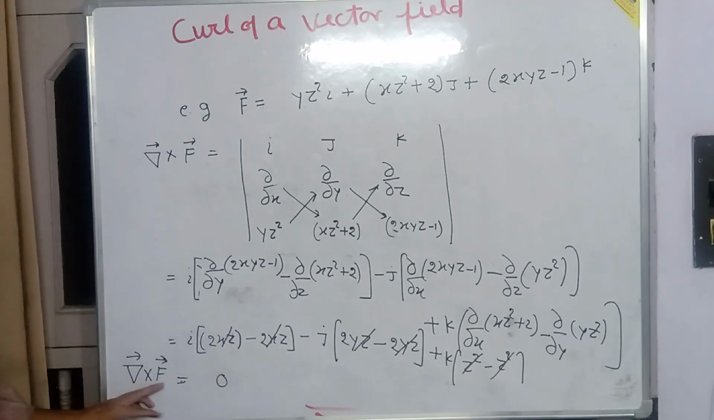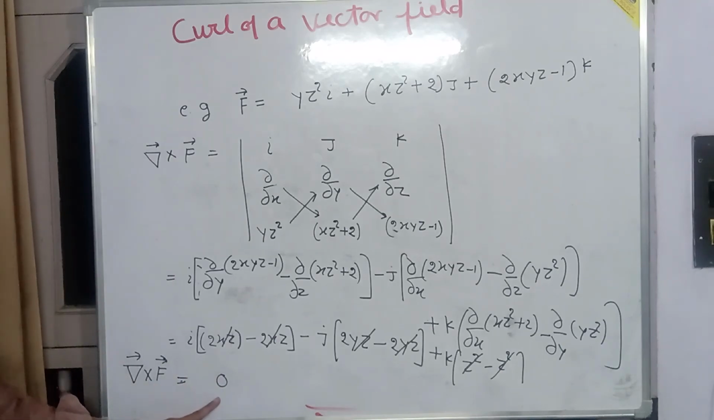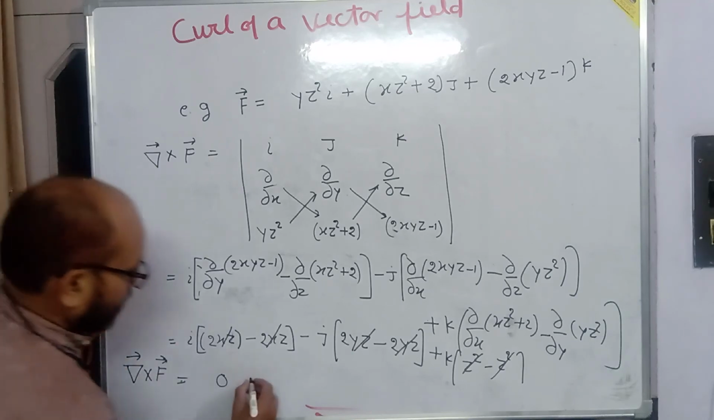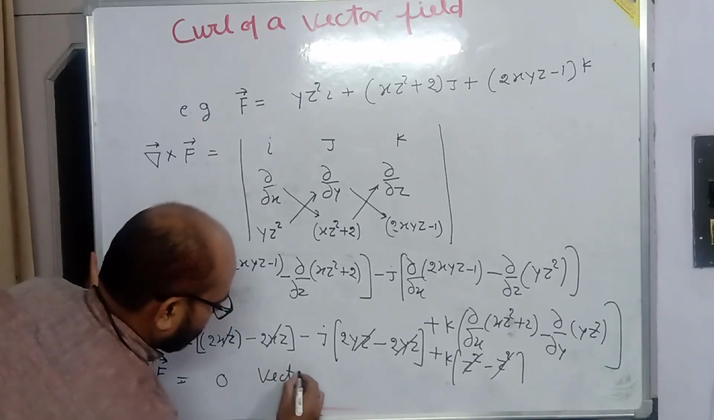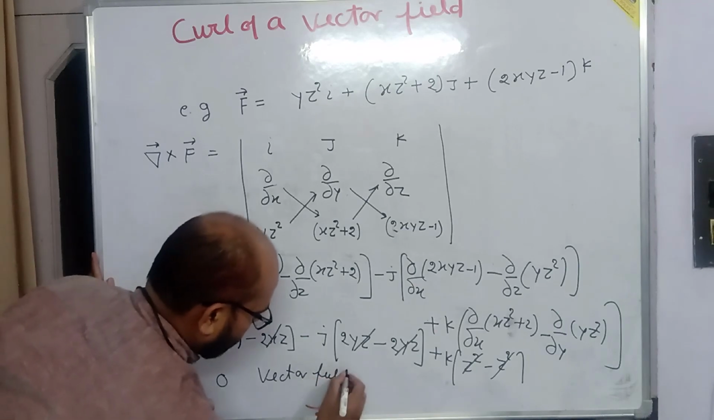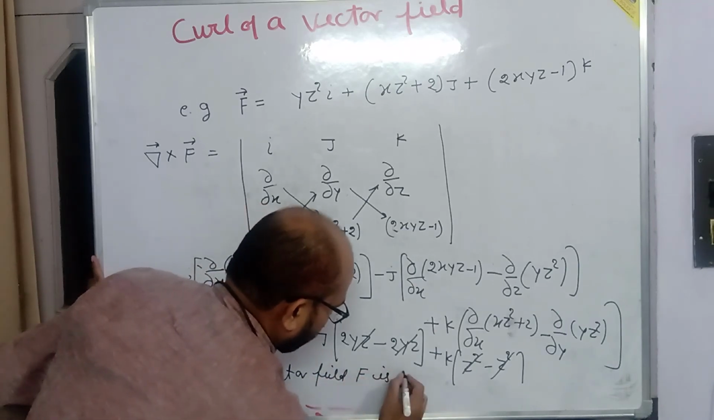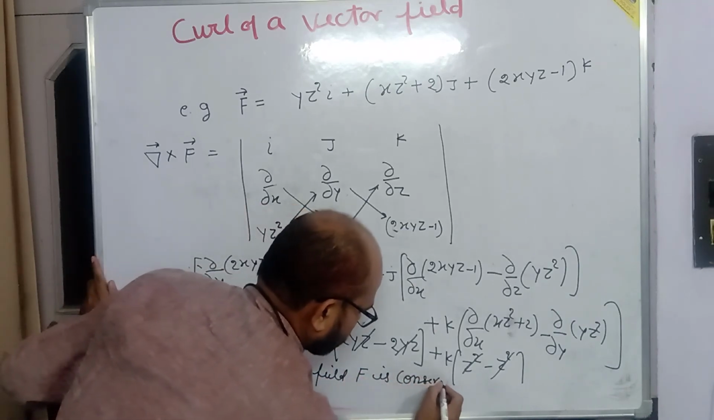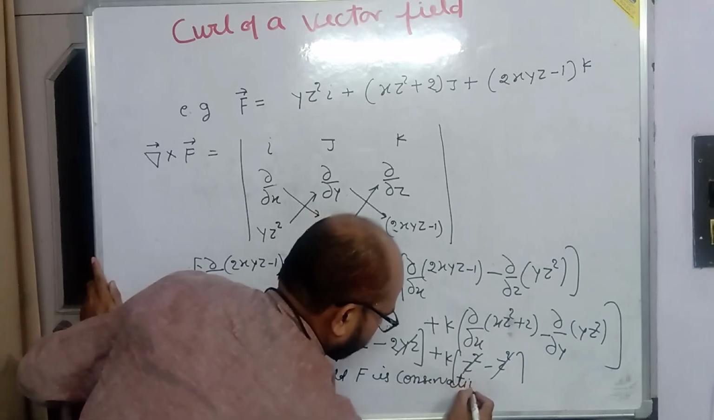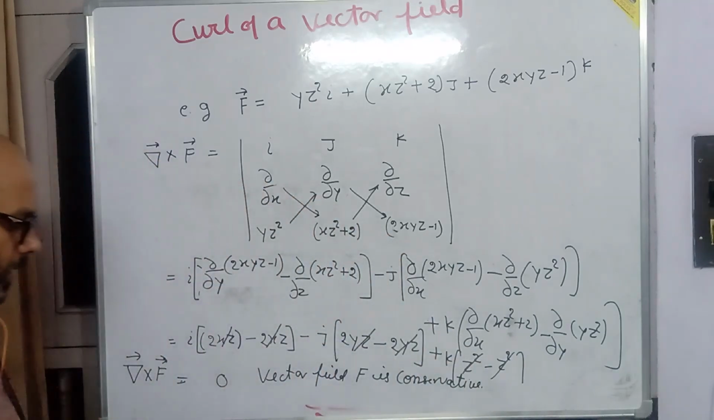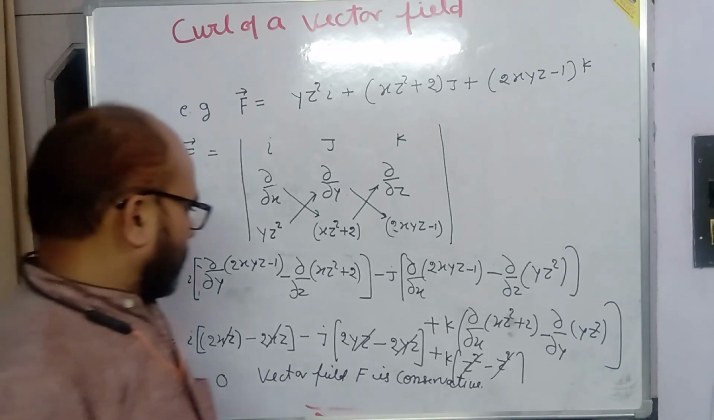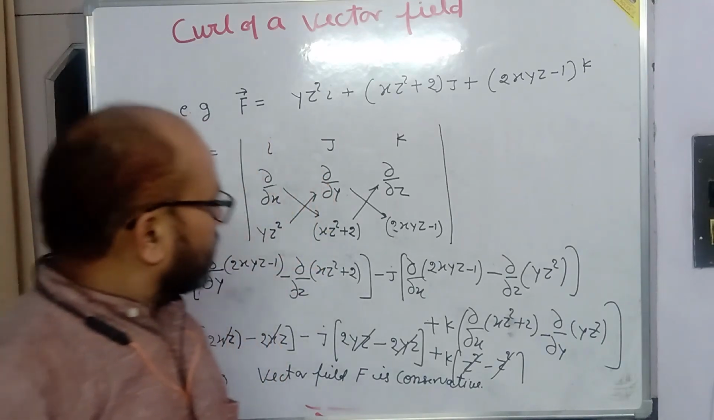Curl of vector field f equals 0, that means the vector field f is conservative. Okay, the vector field f is conservative, right?